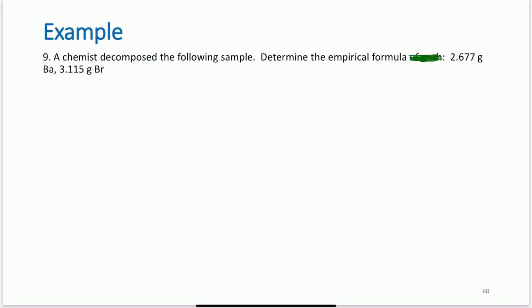So I've got 2.677 grams of barium and 3.115 grams of bromine. Here we don't have percentages or anything, but that actually makes it easier. Now I can just go ahead and convert right to moles. I don't even have to worry about making any assumptions. Number of moles of barium, 2.677 grams of barium. 1 mole of barium weighs 137.3 grams.